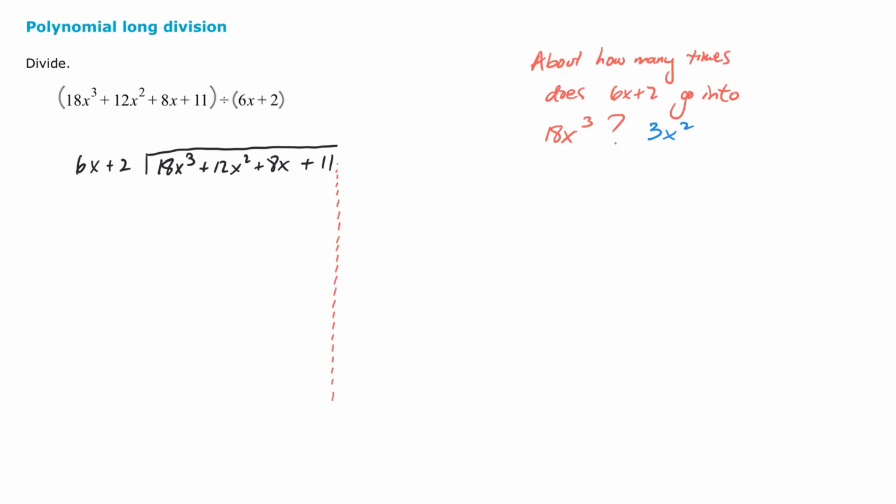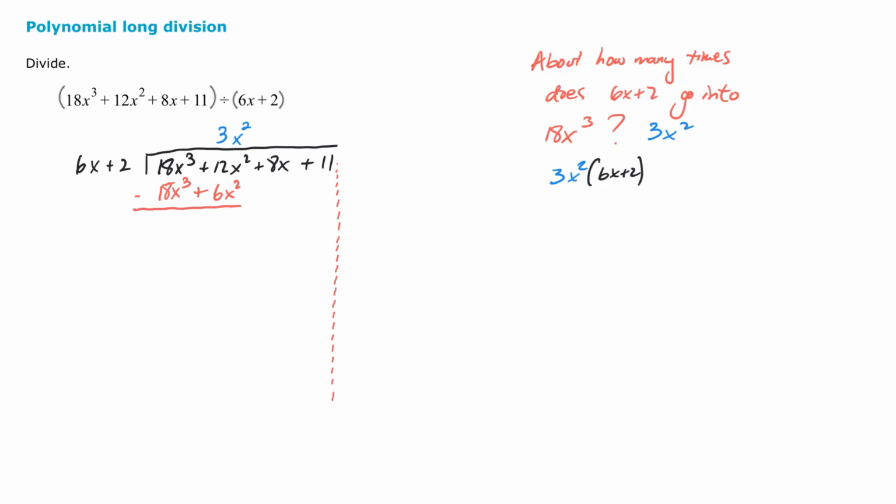Now, where do I put this 3x squared? I like to put it above the x squared, so it looks like place value. What do we have left? We're going to multiply now. We're going to take 3x squared and multiply it by 6x plus 2. And let's see what we have left. We have 18x cubed, and we also have 6x squared.